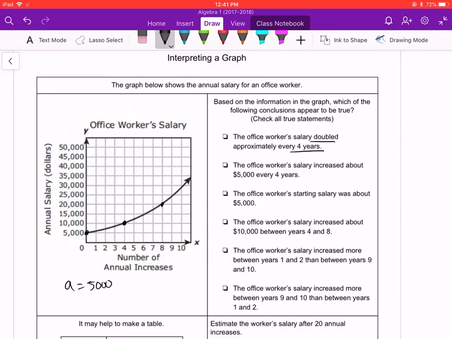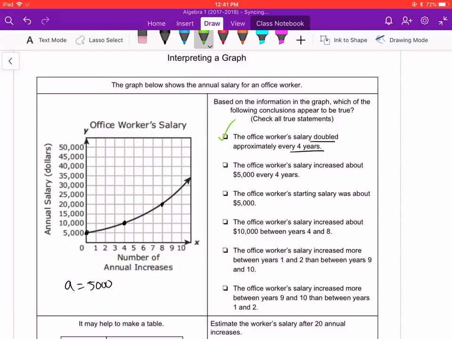8. 4 plus 4 is 8. 20,000. So 10 to 20,000. It also doubled. And you can assume it keeps going like that. So here, yeah, it works out. The office worker's salary increased about 5,000 every 4 years. Well, we know it's doubling at every 4 years.